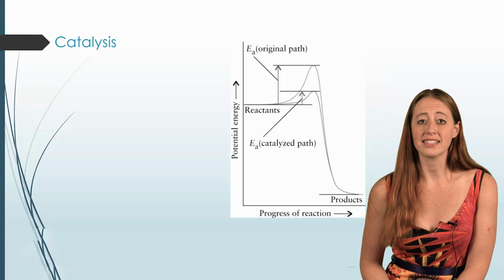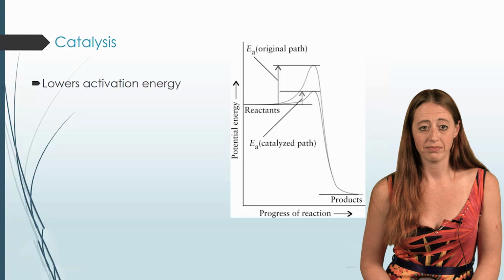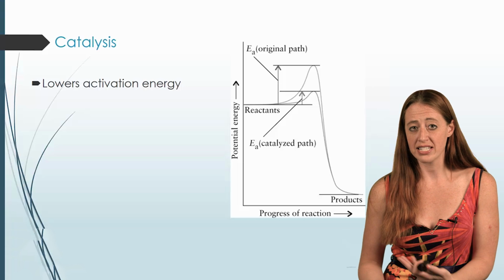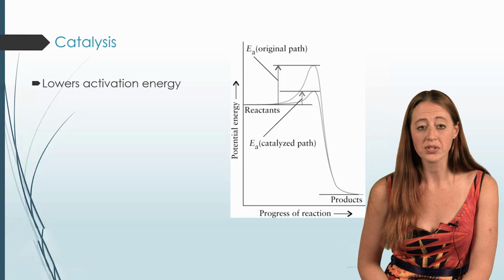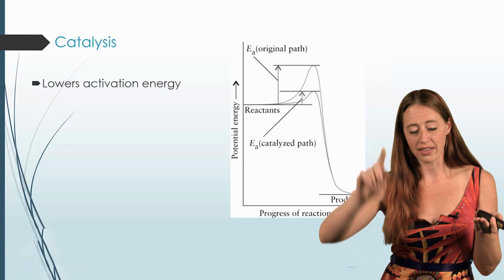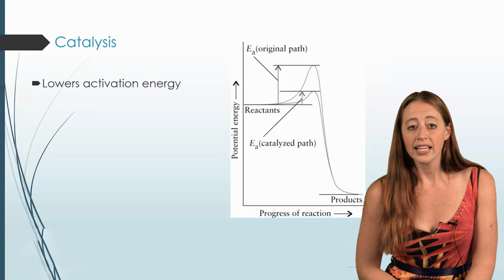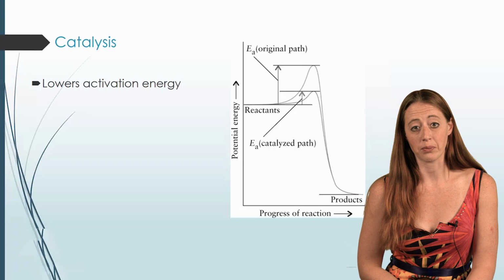So in catalysis, we are going to be adding a substance that lowers the activation energy. So this is a graph very similar to the ones I showed you in earlier videos, where you had a reaction pathway. And first it goes up in energy and then it comes back down. And here I've actually shown two different things on one graph.